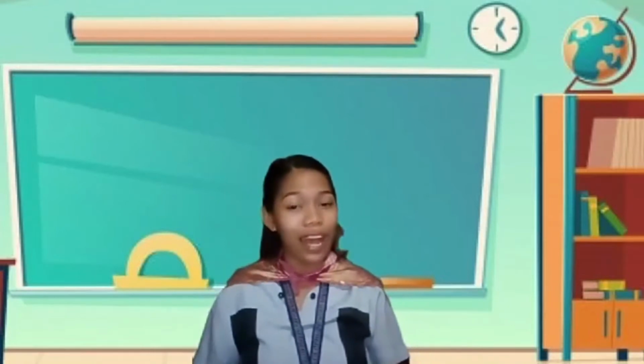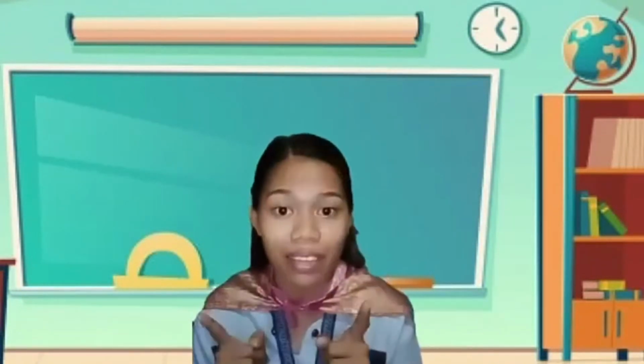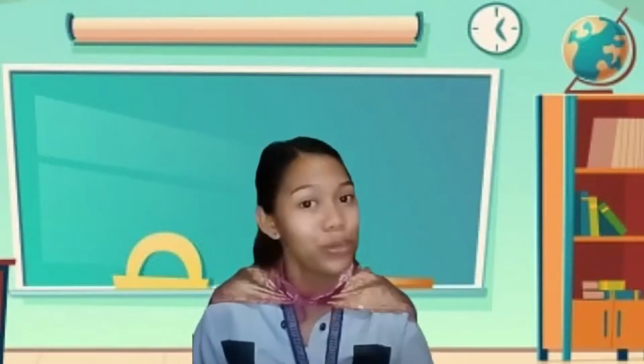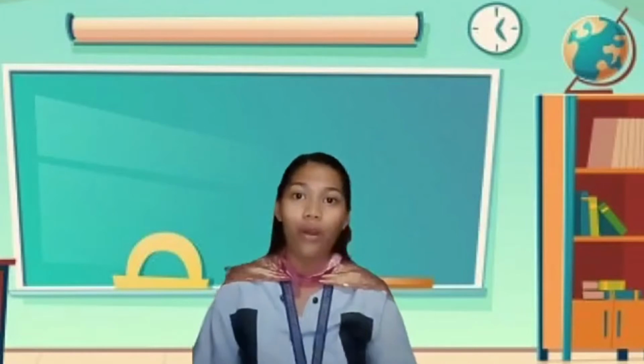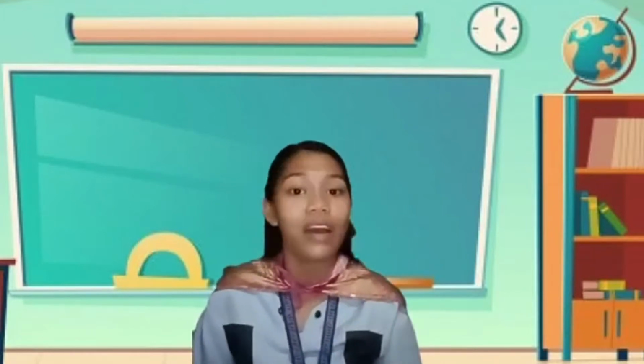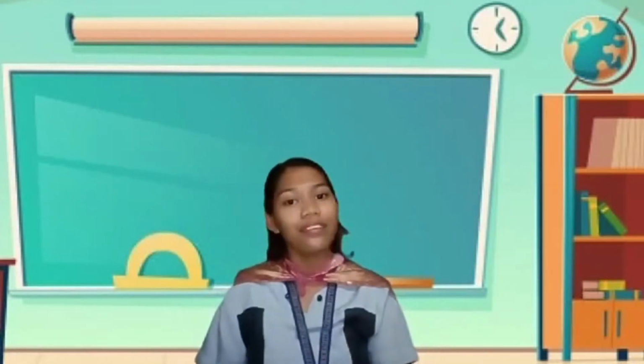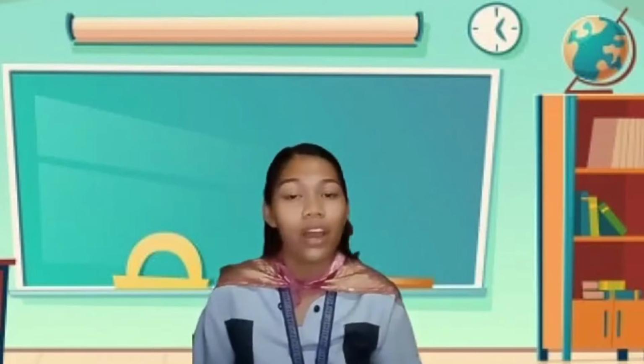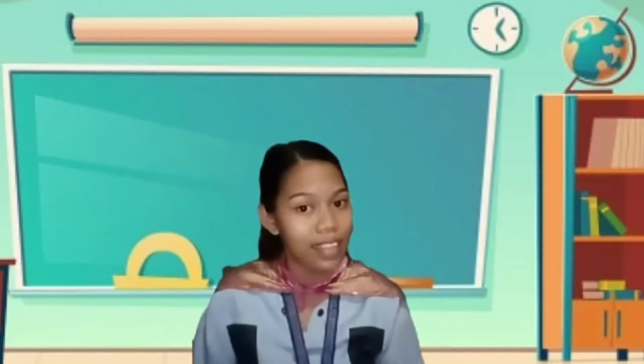But before that, do you have a pet in your house? Okay. Alex, do you have a pet in your house? Okay. She has a dog. Okay, very good. Okay, Shane, do you have a pet in your house? Okay, a cat. And now, what are the characteristics of your pet?